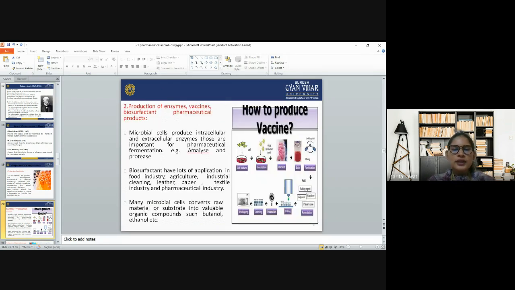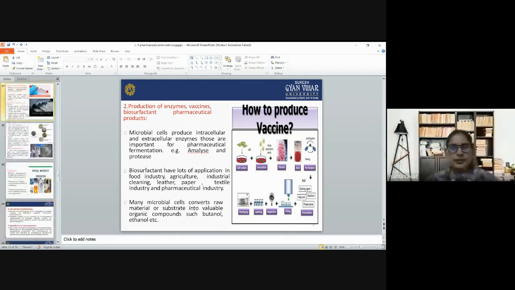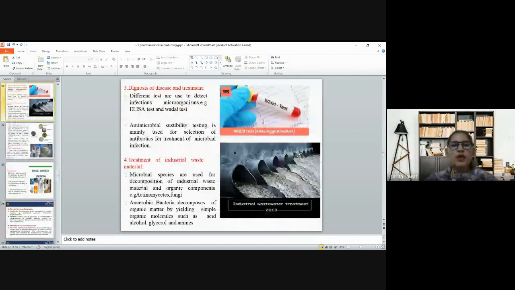Then the second use or scope of microbiology is production of enzymes, vaccines, biosurfactants, and pharmaceutical products. Microbial cells produce intracellular and extracellular enzymes. Those are important for pharmaceutical fermentation, for example, amylase and protease. Biosurfactants have lots of applications in the food industry, agricultural industry, industrial cleaning, leather, paper, textile industry, and also in the pharmaceutical industry. Many microbial cells convert raw material or substrate into valuable organic compounds such as butanol, ethanol, and so on.